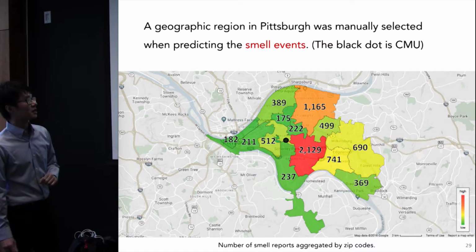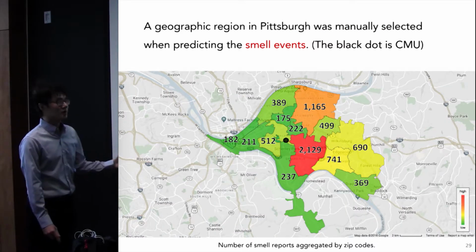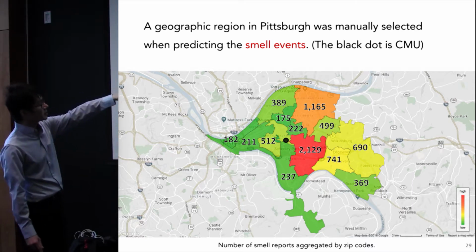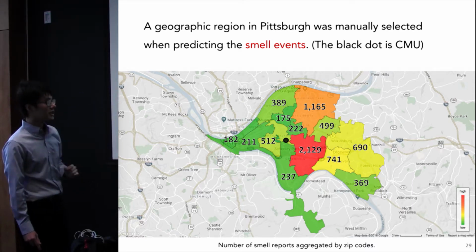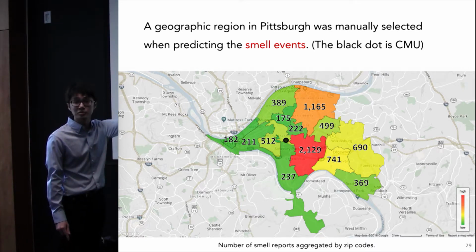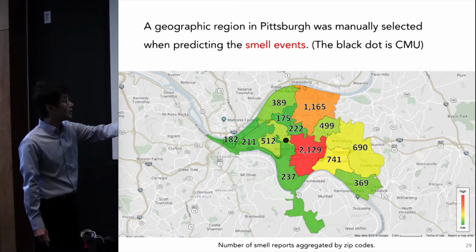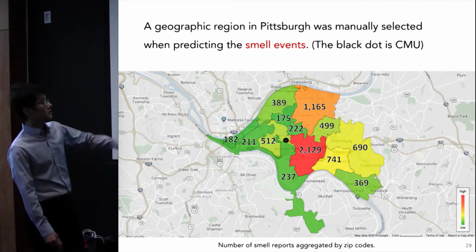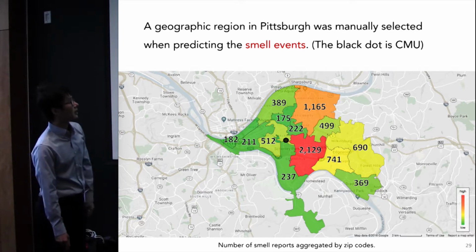These are the regions that we are interested in forecasting. The numbers indicate the number of smell reports. That black dot indicates CMU, so that's where we are right now. And the regions indicate the zip code. So these are regions that we are interested in.